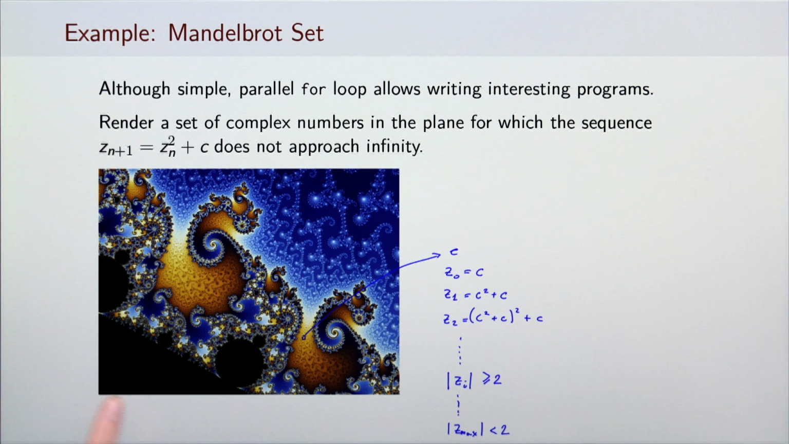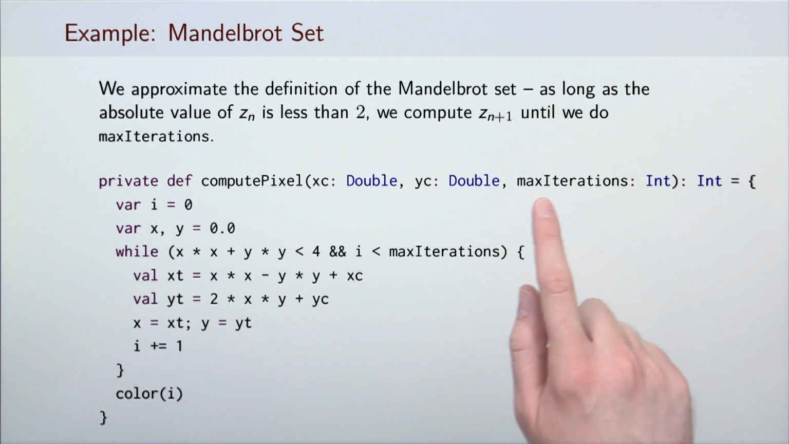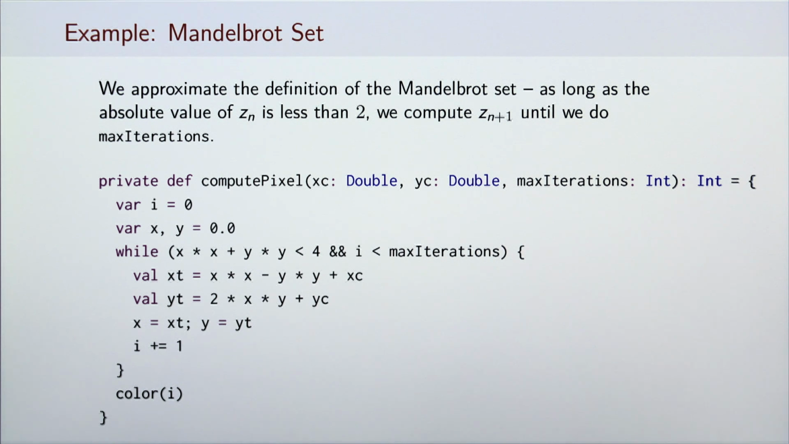Non-diverging pixels get the black color. What we just saw is done by the computePixel method, which takes the coordinates xc and yc of the complex number and the maximum number of iterations and then returns the color of the pixel.